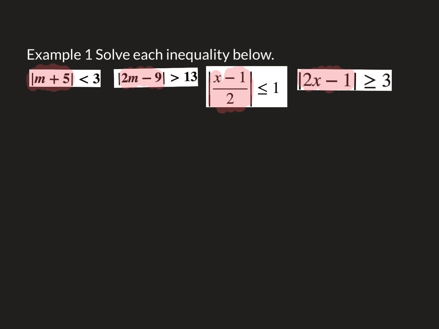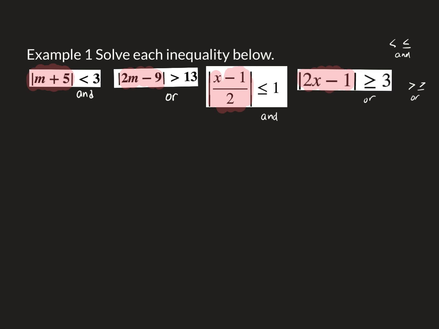The conjunction for this first one underneath example 1 is an and because of that less than symbol. The conjunction for the second one is or. For the third one is and. For the last one is or. Remember, less than or equal to, that's and. Greater than or equal to, that's or, when you have absolute value. Now, let's solve each of these.